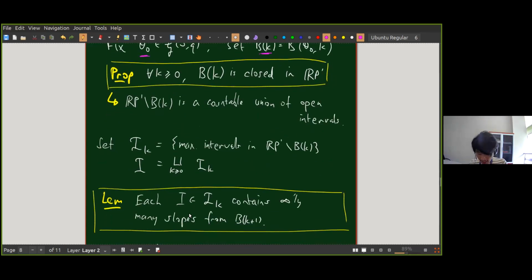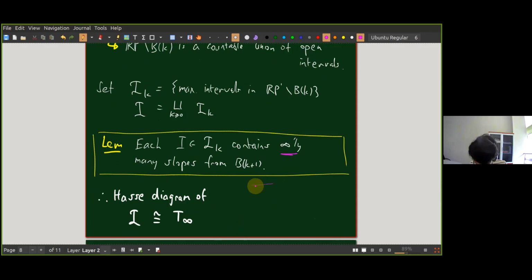Another lemma is that, indeed, when you go at radius k and you add in the slopes that are at distance k plus 1, each such interval again gets subdivided into infinitely many. So there are infinitely many new ones that get born at each step. The picture here is that when you subdivide, you have infinitely many each time, and then you subdivide again, you get infinitely many each time. So this is like k equals 0, k equals 1, and so forth.